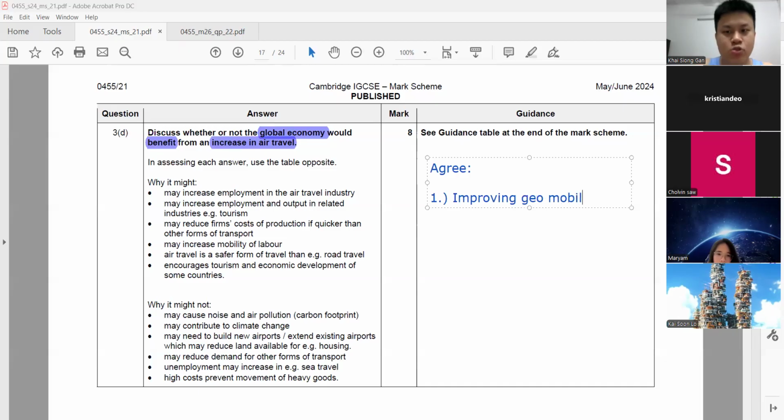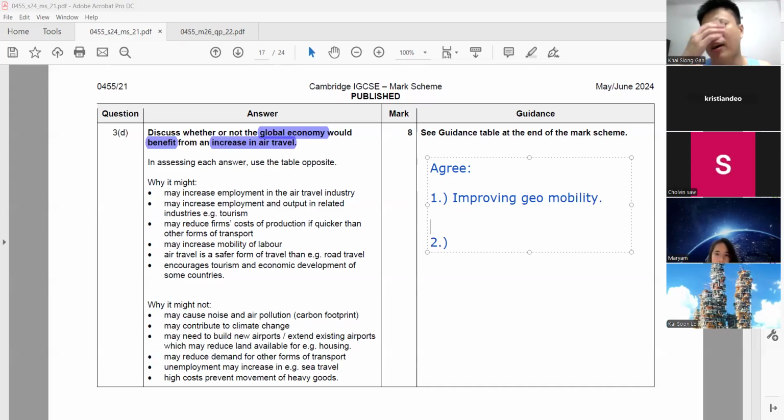But Kai Sun, for this question, I marked it and I saw that you didn't score very well. It's only 3 to 4 marks. Why? The first answer you told me is that students can go overseas to study and improve skills. Now, when you say students go overseas to study and improve skills, that is too far. Because I'm focusing on an increase in air travel and you're telling me improving skills and qualifications. That is not correct. You must change it to improving geographical mobility. That's one.